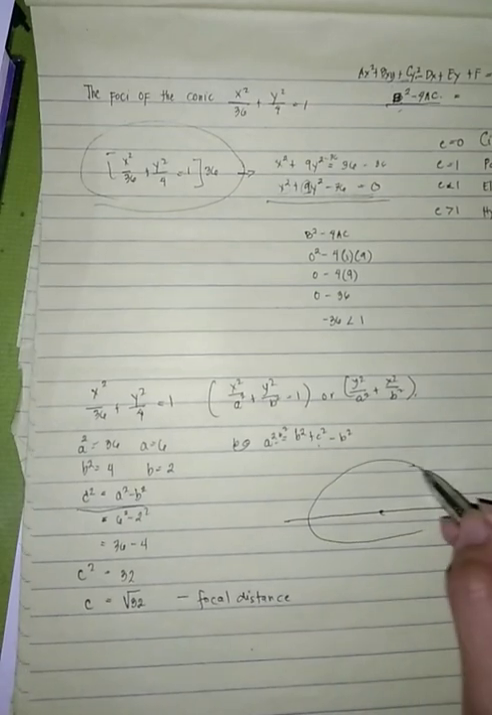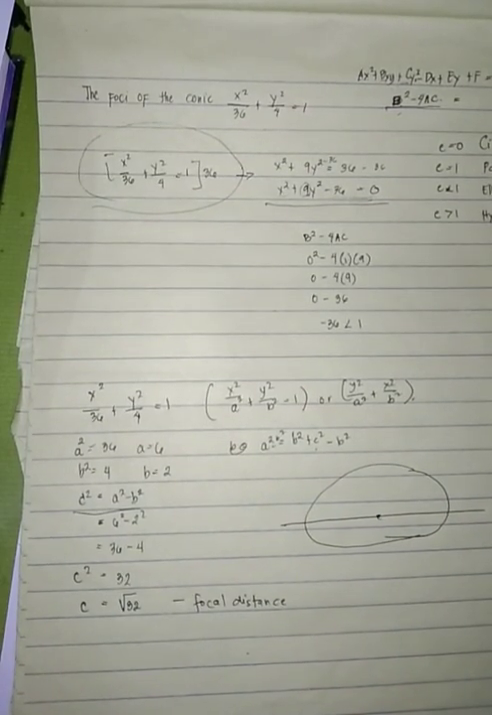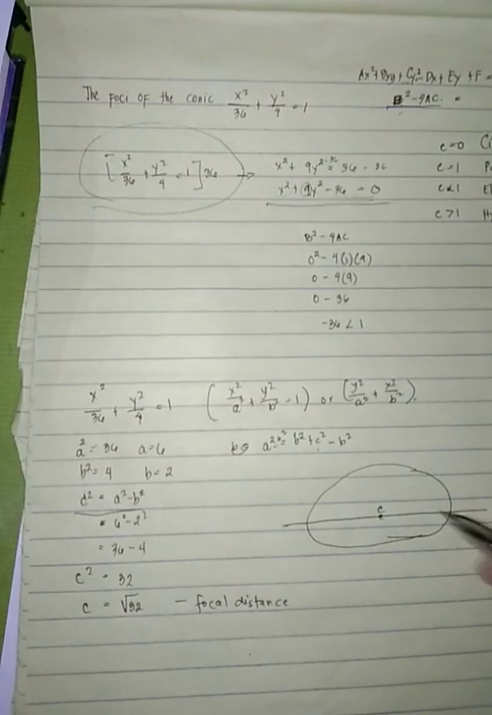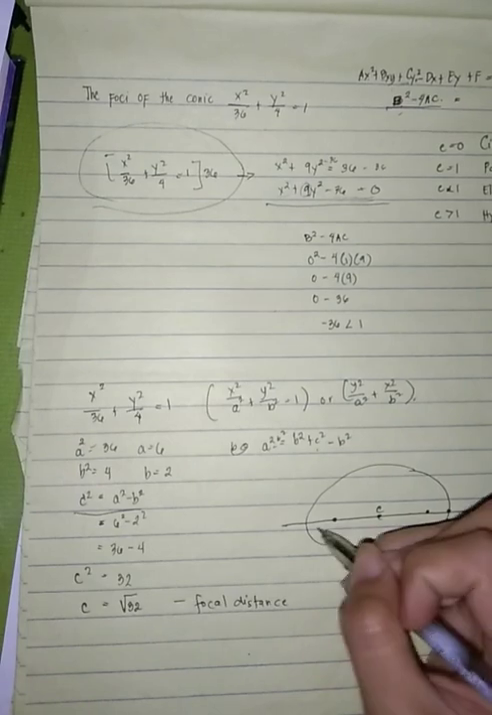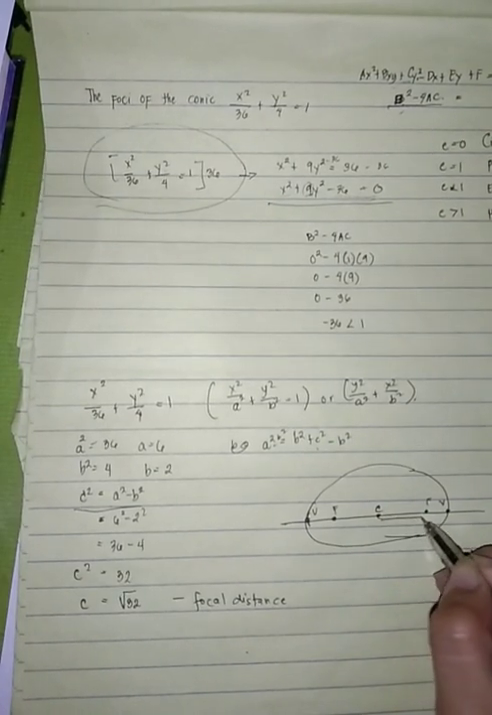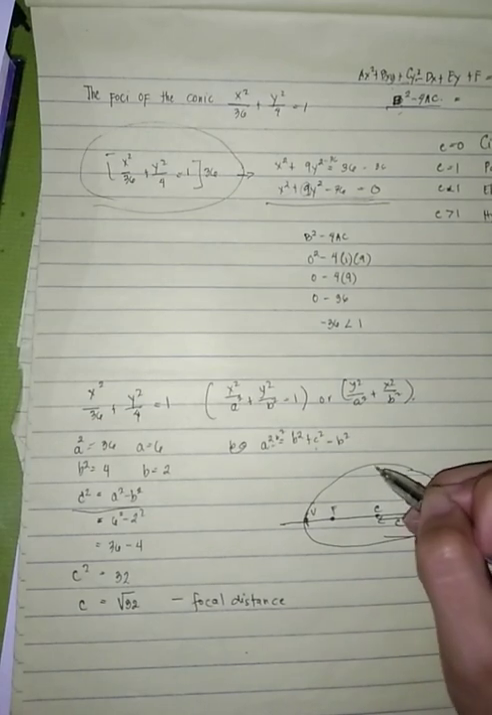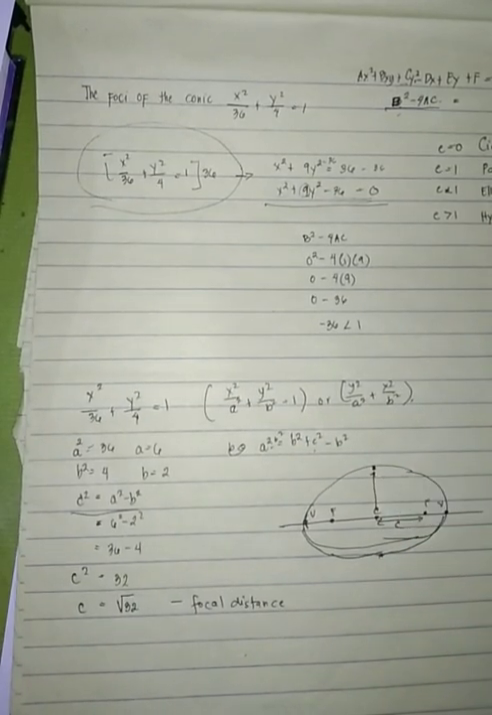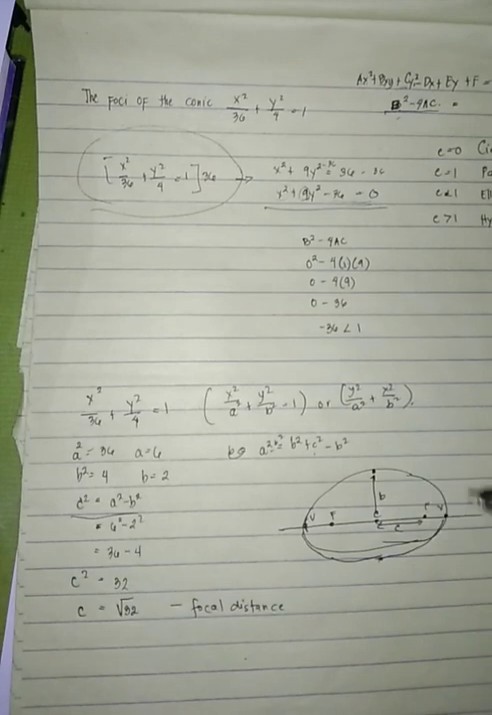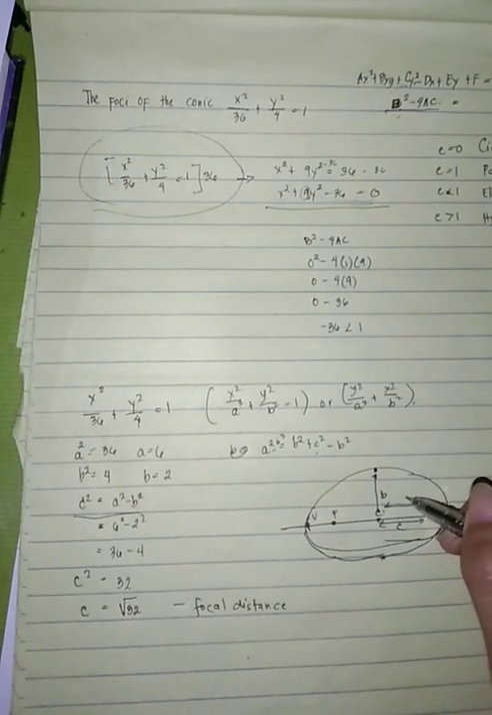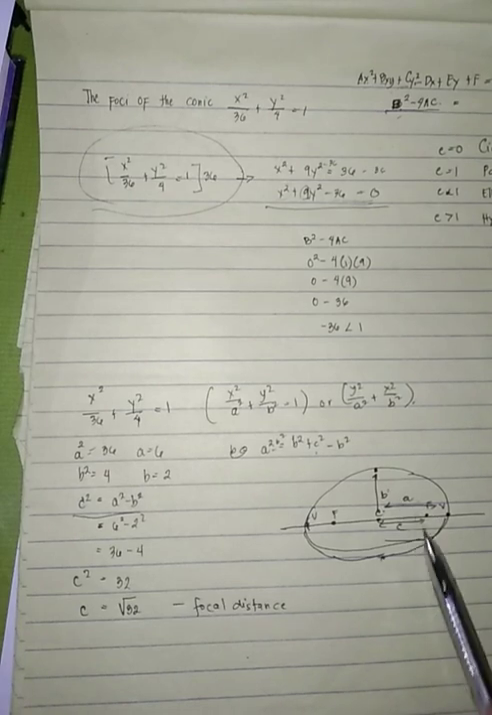Focal distance means, if this is our ellipse, sorry, it's not really an accurate ellipse, but if this is the center of our ellipse, this would be the focus, and this would be the vertex. So the distance from the center to the focus is our c. Let's say our co-vertex is here. So the distance between the co-vertex and the center is our b. And the distance from the center to the vertex, till here, is our a. That's why I'm saying that a is longer than b and c.